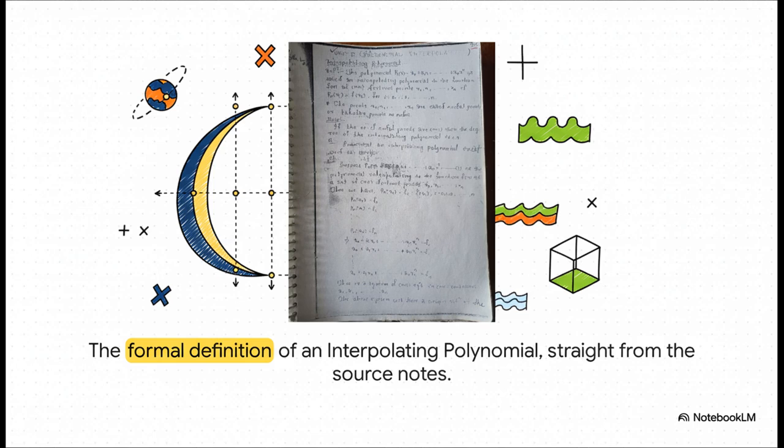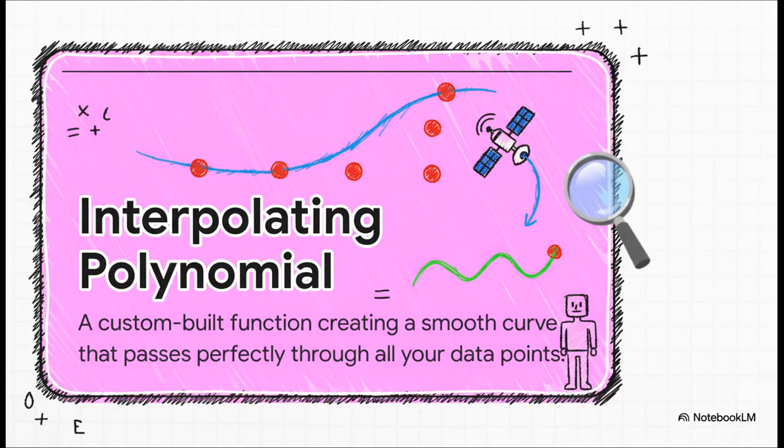Let's break it down. So here's the bottom line. Forget all those symbols for a second. An interpolating polynomial is basically a custom-built recipe. You hand it your data points, your satellite pings, your stock prices, whatever, and it cooks up a perfect, smooth curve that hits every single one of those points. It's like a master-level connect the dots.